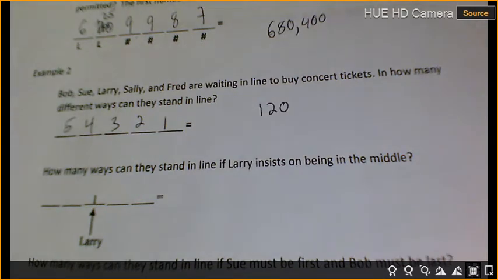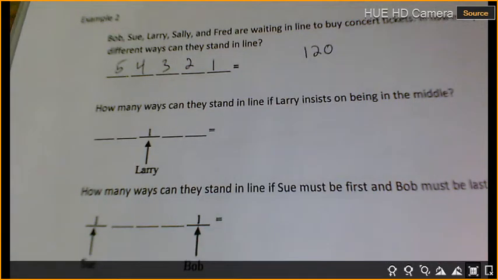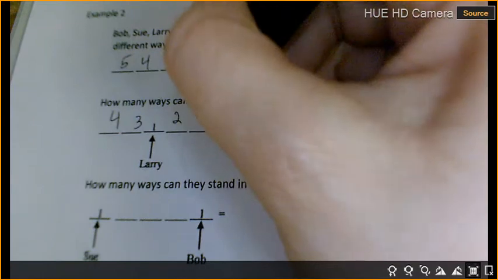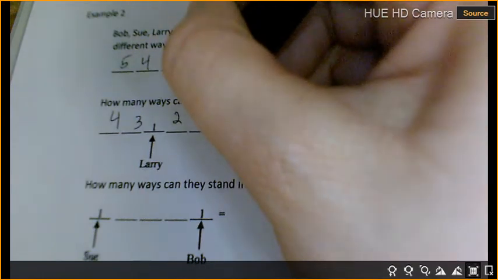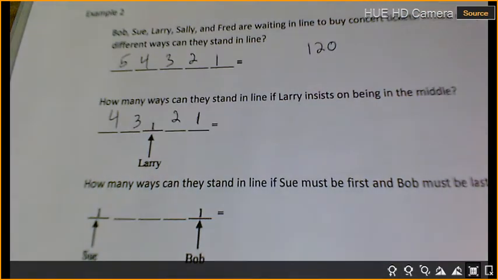Now, how many ways can they stand in line if Larry insists on being in the middle? So it would be 4. 4, 3, 2. It would still be 1, right? No, because he has the 1. But you could have 4, 2, 3 ones. Because it doesn't say you can't repeat, right? You can't repeat. You can't put people in a line. But we can stand up and do it. How's it only 1? How's it 2 ones then? Okay, you 4, come up here.